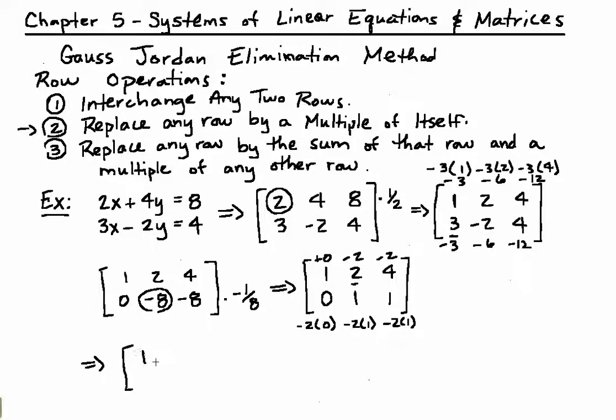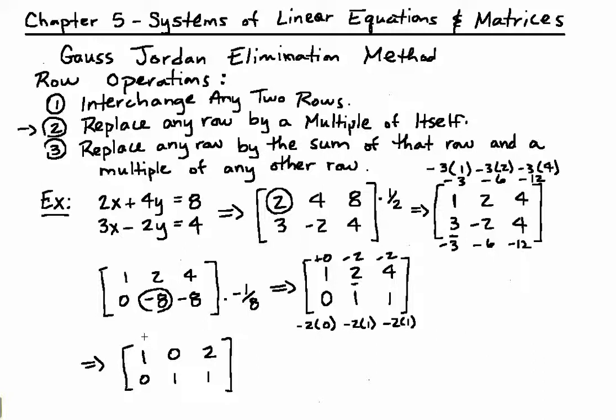0 plus 1 is 1. -2 plus 2 is 0. -2 plus 4 is 2. And the second row remains unchanged. And now we have this in reduced form.